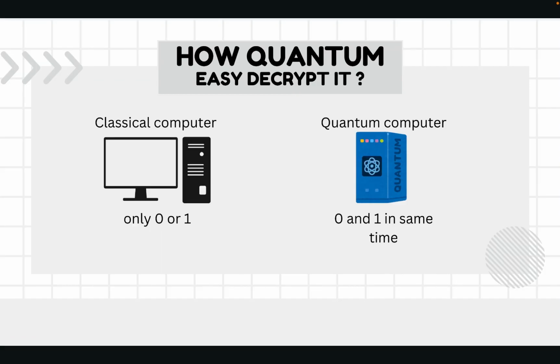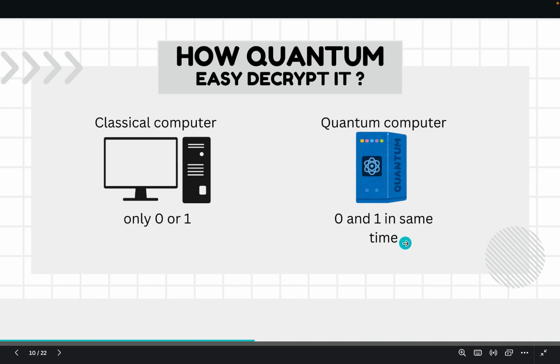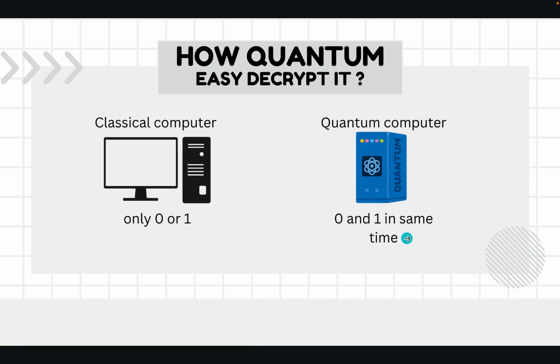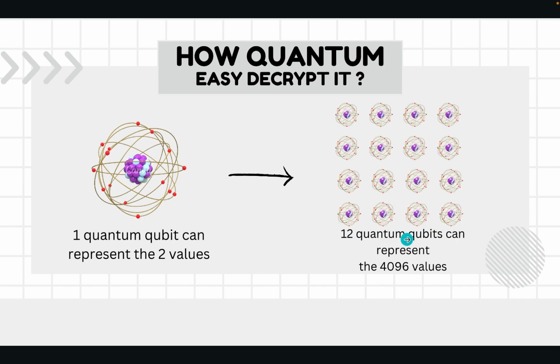Let's talk about how a quantum computer really decrypts. First, you need to know the characteristics of each computer. A classical computer can represent only 0 or 1 bit at a time, but a quantum computer can represent 0 and 1 at the same time. From this characteristic, we can say that one qubit can represent two values. So what if we have much more than one qubit? In this example, let's look at what 12 qubits can represent.